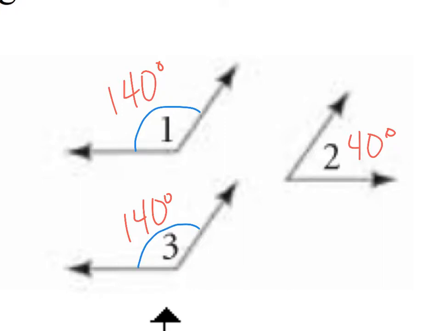And that's what I'm doing when I do that marking, the arc. I'm saying they are congruent. That's how we mark congruent angles, with the little arc. So since they're both supplementary to angle 2, they are congruent to each other. We can say that angle 1 is congruent to angle 3.